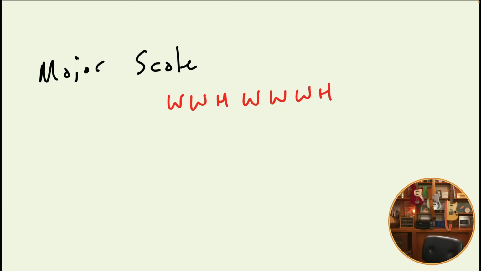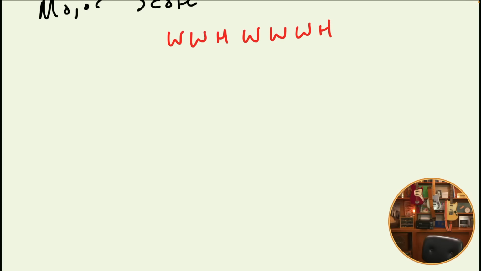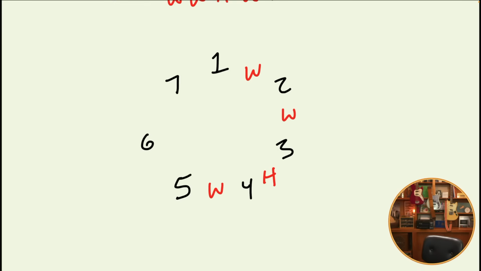Now, I wrote it on my iPad like this. Not a super awesome way to do it. What I want to do instead is take the notes of the scale here. I'm going to go 1, 2, 3, 4, 5, 6, 7, and then we're back to 1. And what I want to show you is whole, whole, half, whole, whole, whole, half. So if we move in a circle, this is a kind of helpful, fun way to think about modes.